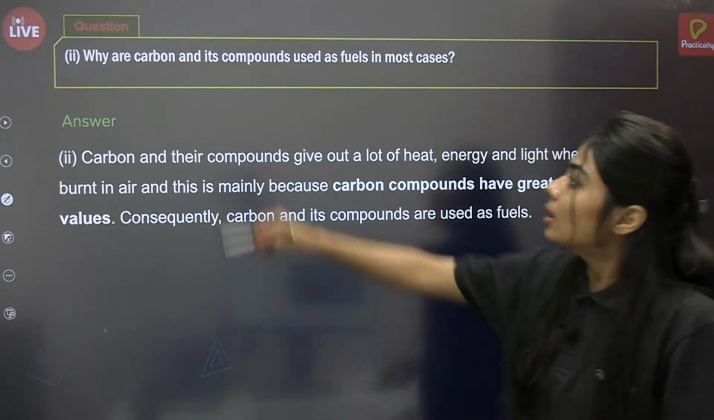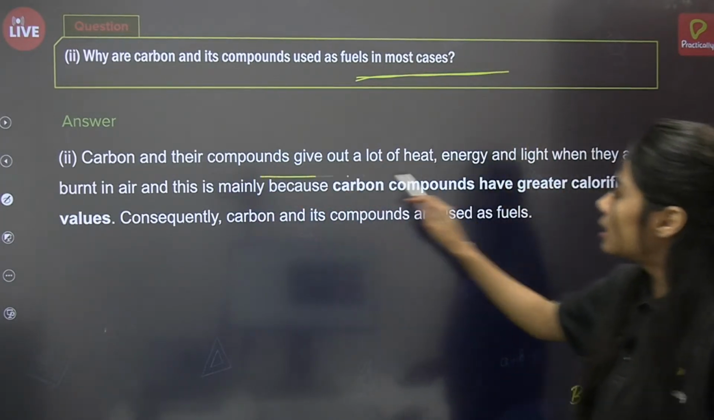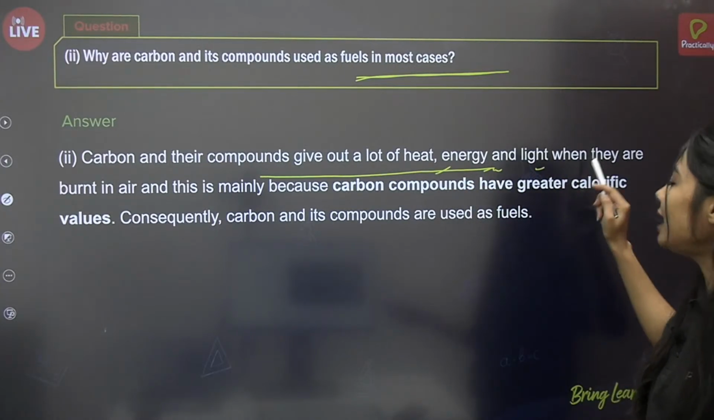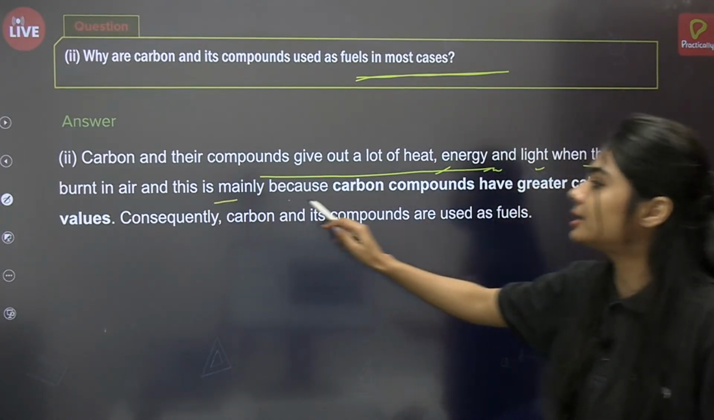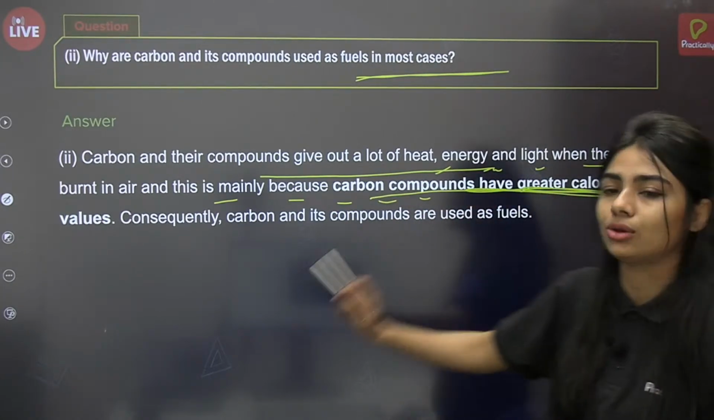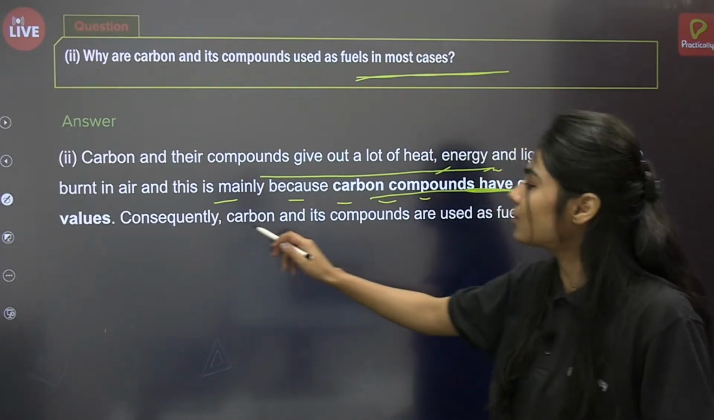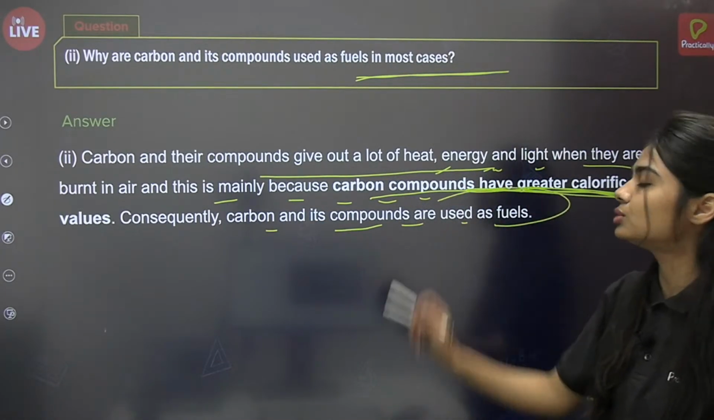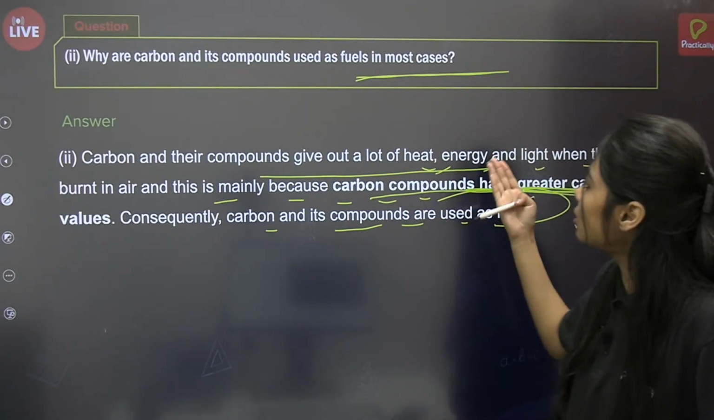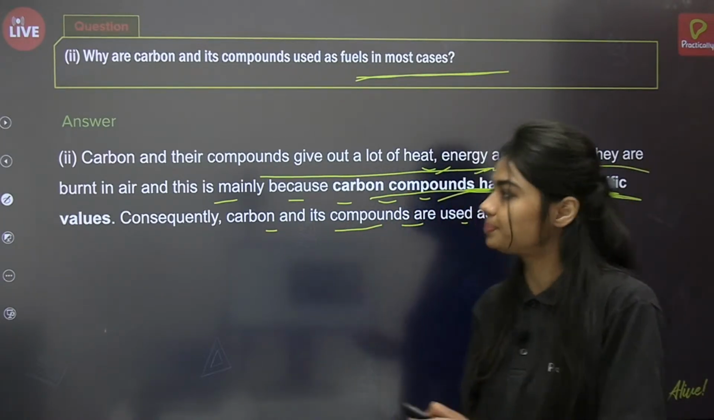Next, why are carbon and its compounds used as a fuel in most cases? Because they give us heat, energy, and light when they are burnt in air, and this is mainly because carbon compounds have greater calorific value. That's why they are used as a fuel. Consequently, carbon and its compounds are used as a fuel because they have high calorific value. They give us a lot of heat, energy and light.